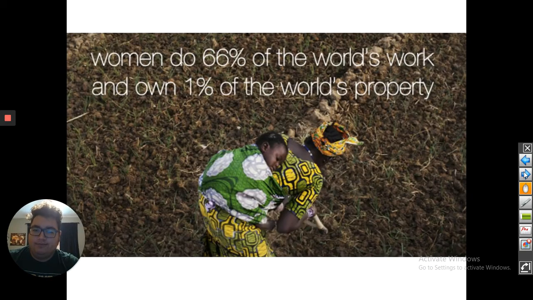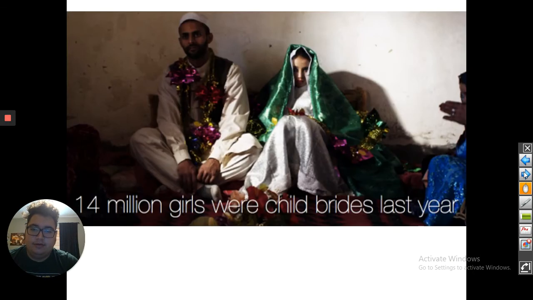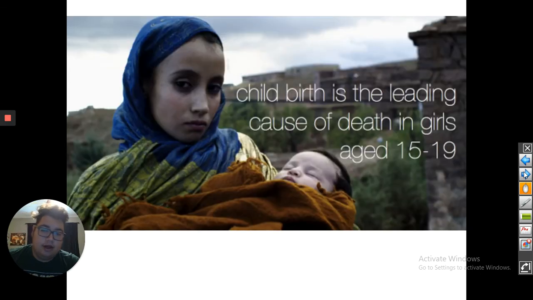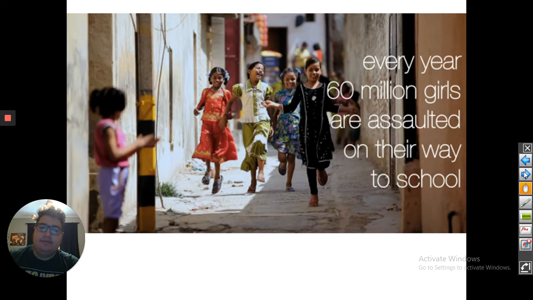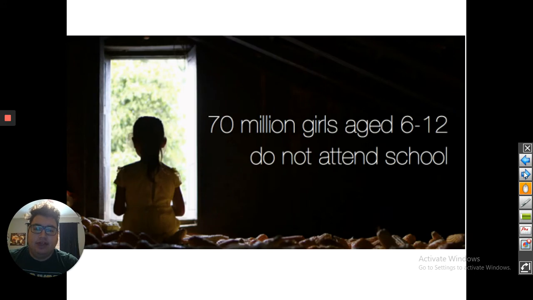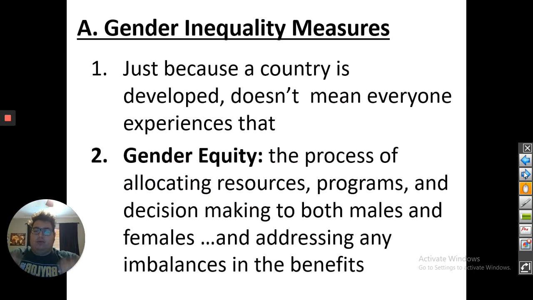So gender inequality. This is mostly from the world's perspective. Women do 66% of the world's work and only own 1% of the world's property. 14 million girls were child brides last year. Childbirth is the leading cause of death of girls between ages 15 and 19. Every year, 60 million girls are assaulted on their way to school. 70 million girls aged 6 to 12 do not attend school. And those are just worldwide statistics that are really important for us to know.